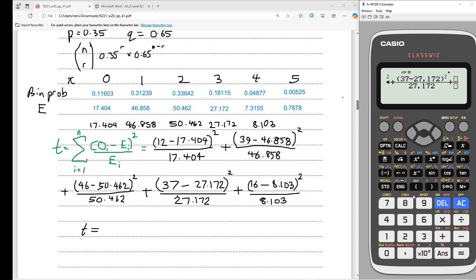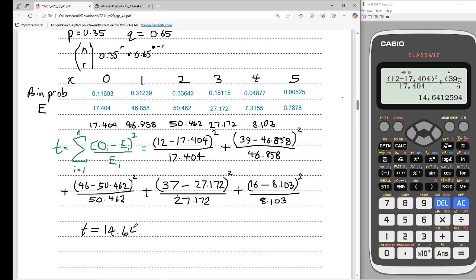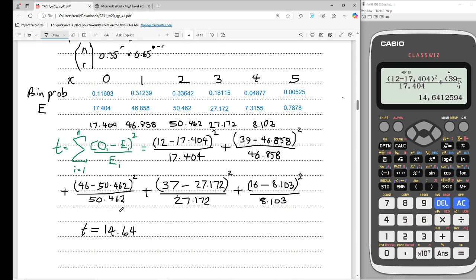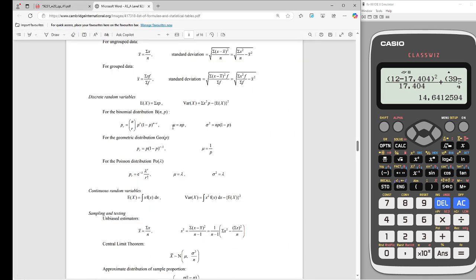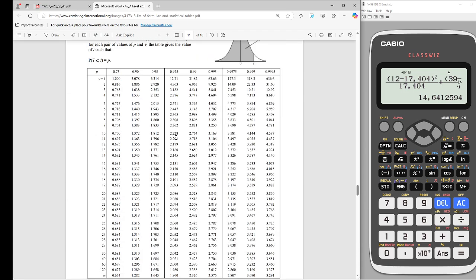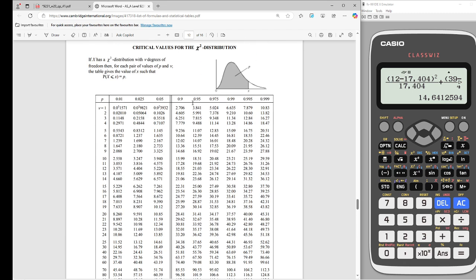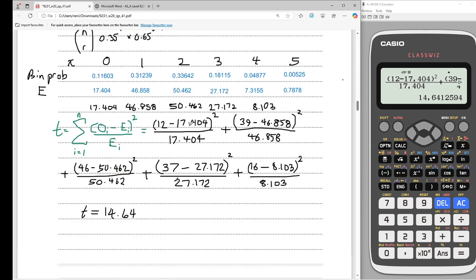So before we get the t value, we need to put this in the calculator. And our final answer is 14.64. Keep it to 4 significant figures, because when we are comparing it to the statistical tables shown over here in the chi-square test distribution, they're all going to be in 4 significant figures. So let's keep it in 4 significant figures.